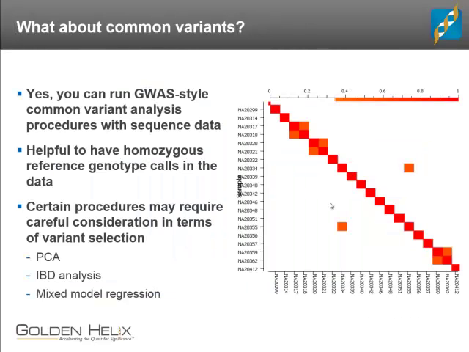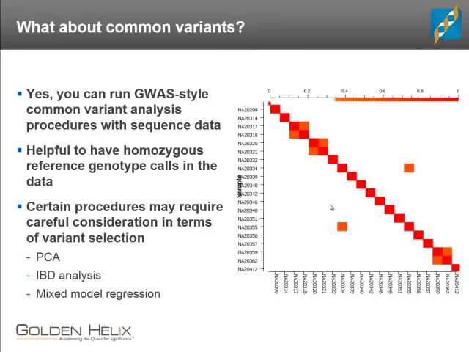So what about common variants? The question comes up fairly often here at Golden Helix from clients and potential clients. I've got sequence data. Can I use all of the GWAS functionality in SVS on these more common variants? And the answer is yes. You can use a lot of the GWAS style functionality, but there are some caveats there.